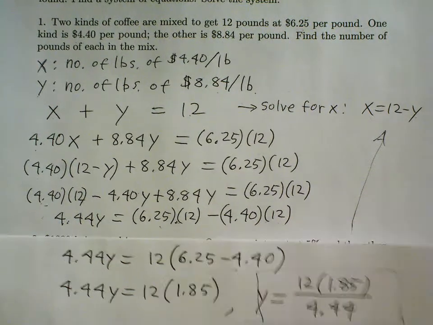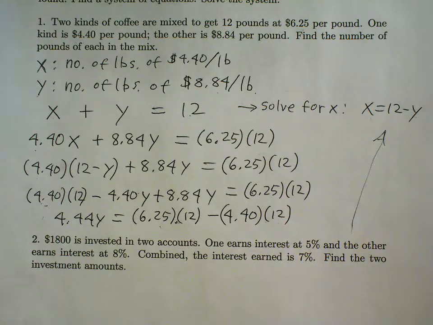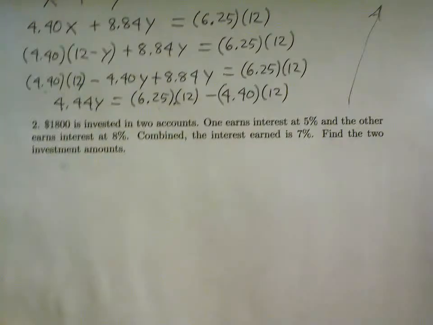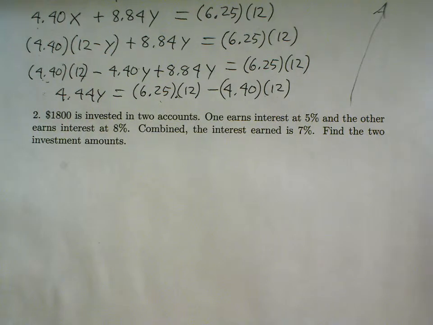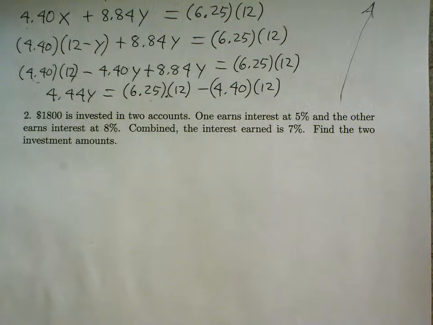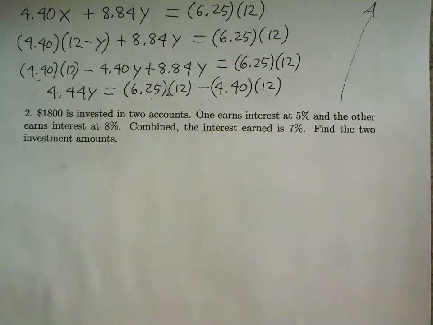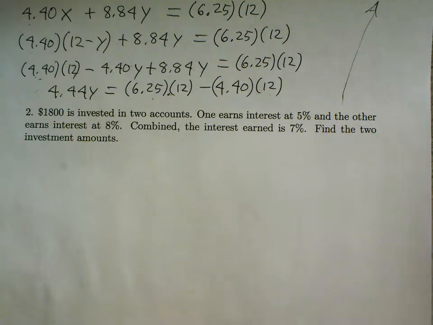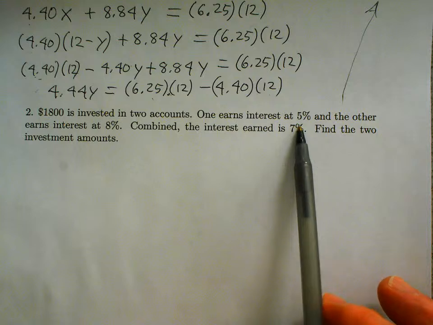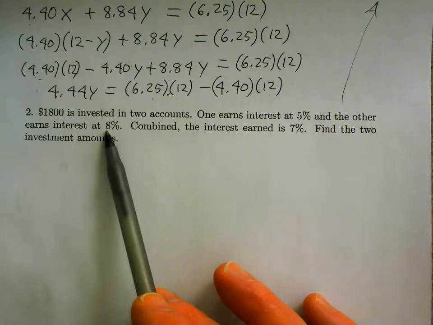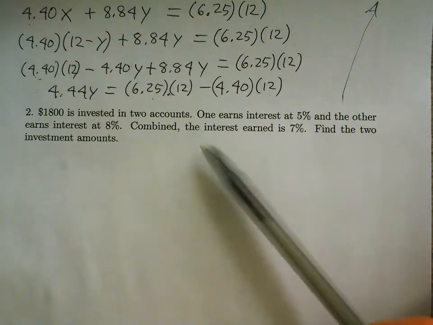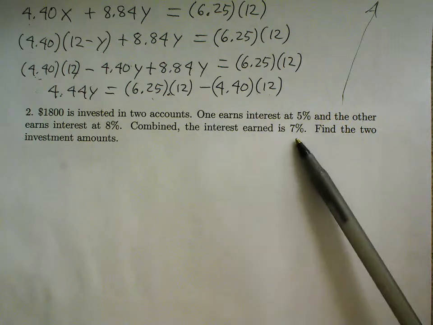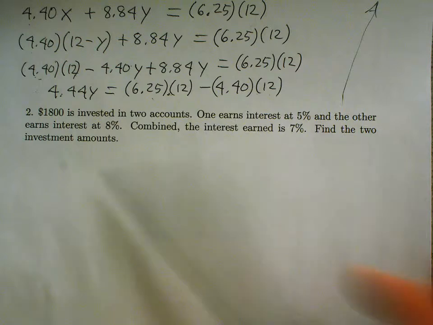Okay, let's move on to the next problem. And the next one, $1,800 is invested in two accounts. One earns interest at 5%, and the other earns interest at 8%. Combined, the interest earned is 7%. Find the two investment amounts.